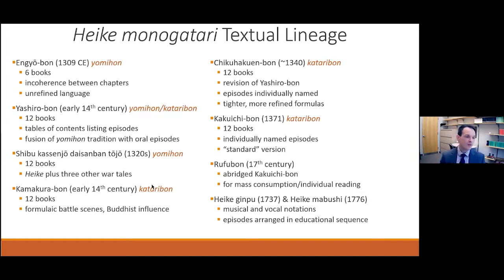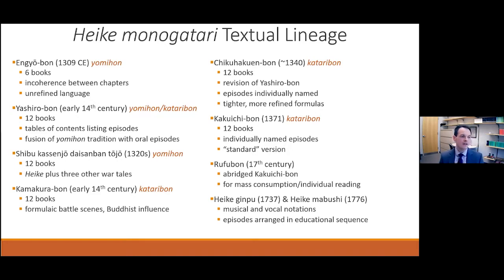So in the years following its creation, the Kakuichi-bon's dominance seems to have rapidly diminished the popularity of other variants. The Kamakura text was only recently rediscovered in the last century. The Yashiro-bon seems to have disappeared only somewhat more gradually. Despite the popularity of the Kakuichi-bon, however, the Heike tradition did not simply remain frozen in time from the late 14th century onward.